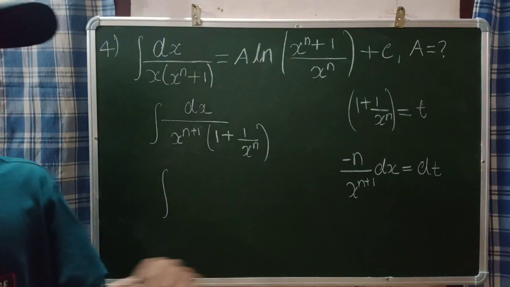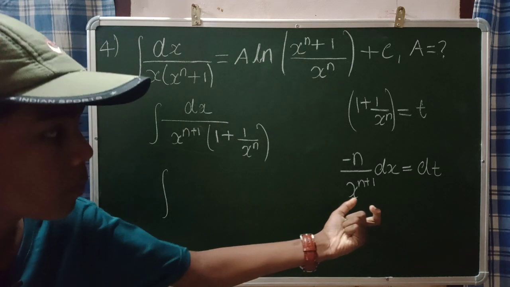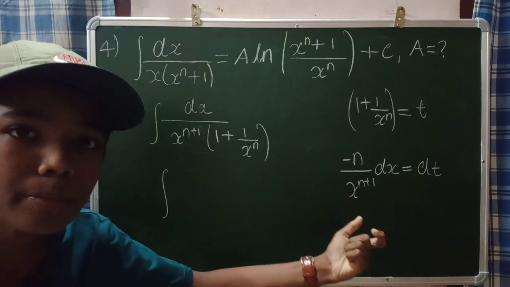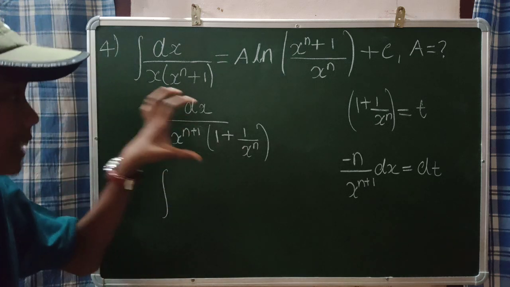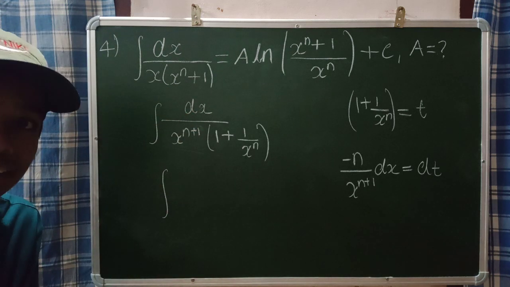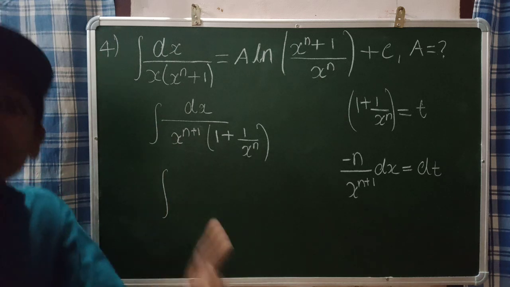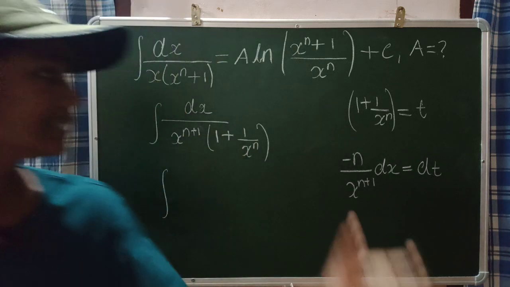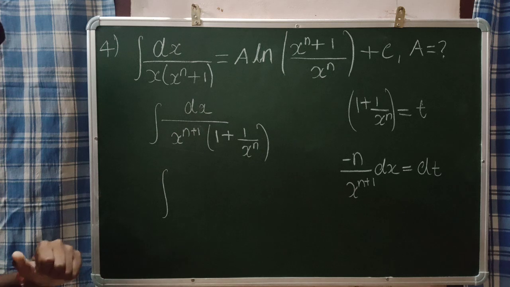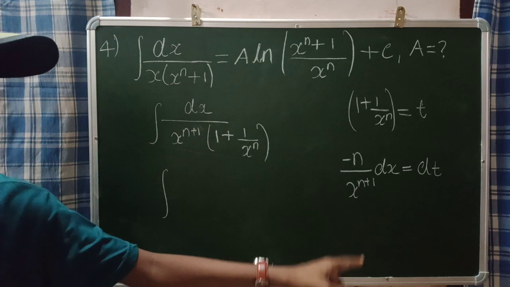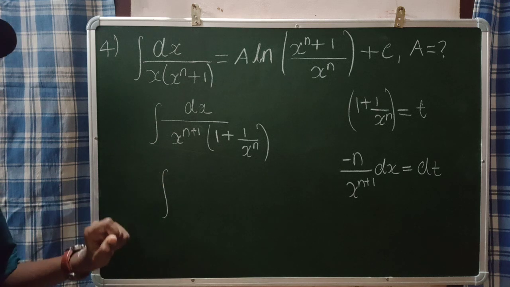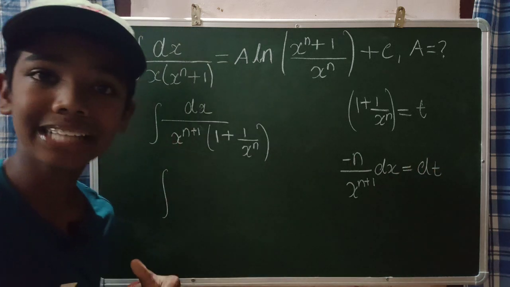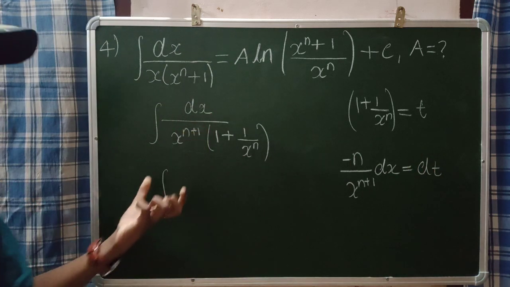So what you need to do, listen carefully. Minus n by x^(n+1) dx is dt. Here we only have dx by x^(n+1). We do not have minus n, but somehow I need to convert this expression to dt. So what I should do is divide dt by minus n. That's the best method you can use. dt by minus n will be dx by x^(n+1), because dt is this value, divided by minus n means the minus n will cancel, so that you are left with dx by x^(n+1).